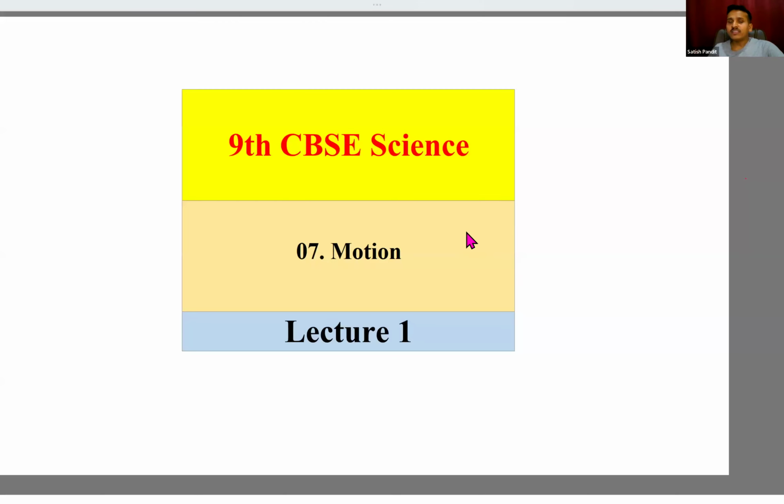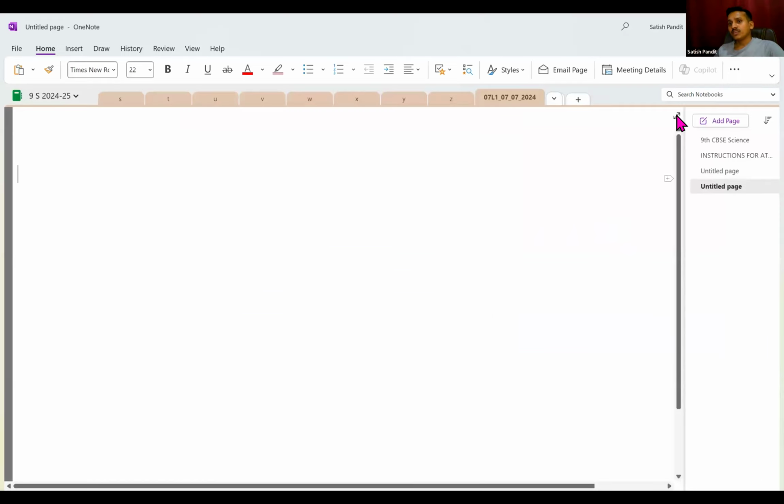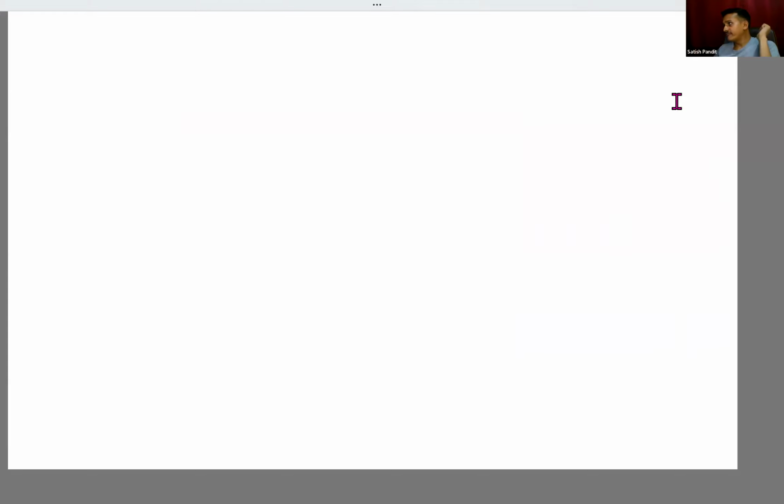Namaste everyone. So we are going to start with motion. It is one of the chapters in physics. Now, in your day-to-day life, you would have seen a lot of objects, like for example, trees, poles on the road, and so many other objects which are stationary. That means they're fixed at one point.